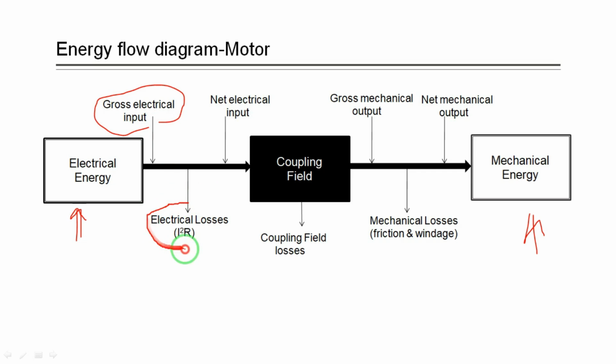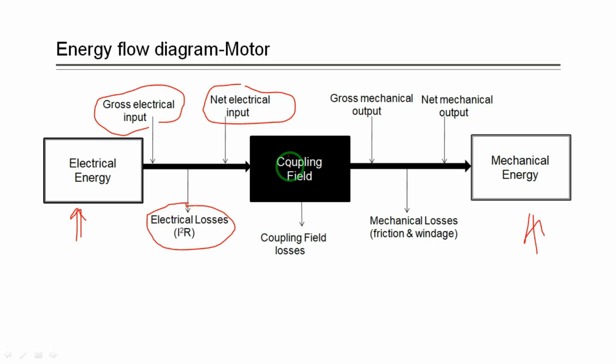Those are electrical losses. In brief, electrical losses are copper losses and core losses. In the core losses there are two types: hysteresis losses and eddy current losses. Copper losses are variable losses, called I-square R losses. These are called electrical losses, but this topic will be discussed in further classes. From the gross electrical input, after some loss, the resultant energy is called net electrical input.